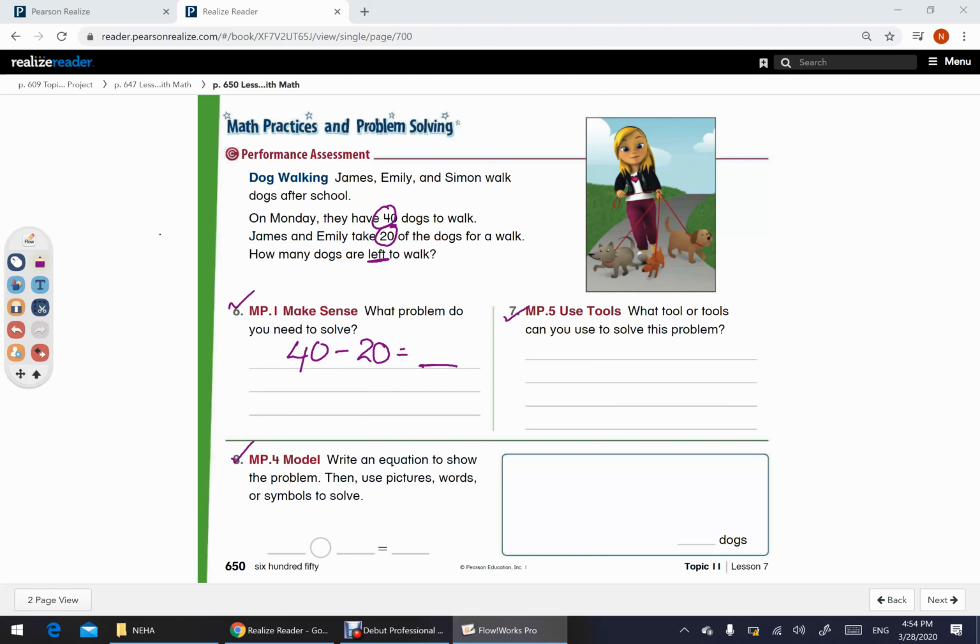Question number 7. Okay. Now question number 7 over here. What tool or tools can you use to solve this problem? Now here, they're asking about what strategies you can use to solve the problem. Okay. Number 8, write an equation to show the problem and then use pictures, words, or symbols to solve. Now here you have to write an equation. What I have written over here. What problem do you need to solve? You need to solve how many dogs are left to walk. Or you can just write this equation and you can write the last sentence over here. Okay? This is the problem that you need to solve.